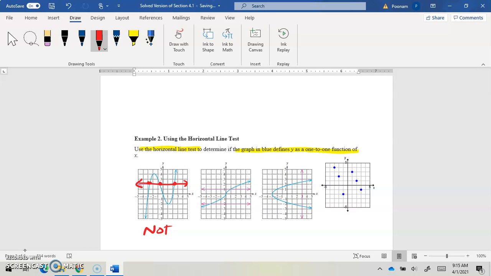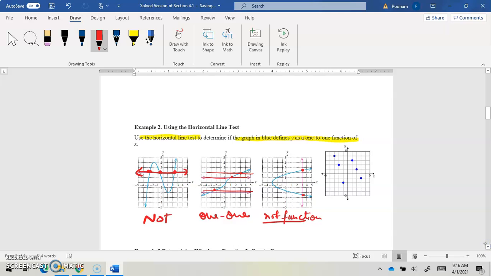Let's look at the second example. This blue one is the curve. If I draw any number of horizontal lines, none of them is meeting the graph in more than one point. They are only meeting the graph in one point. So this is one-to-one. This one here is not even a function. Why? Because a vertical line is intersecting it in 2 points. So it is not a function, so it cannot be a one-to-one function, because of the vertical line test.